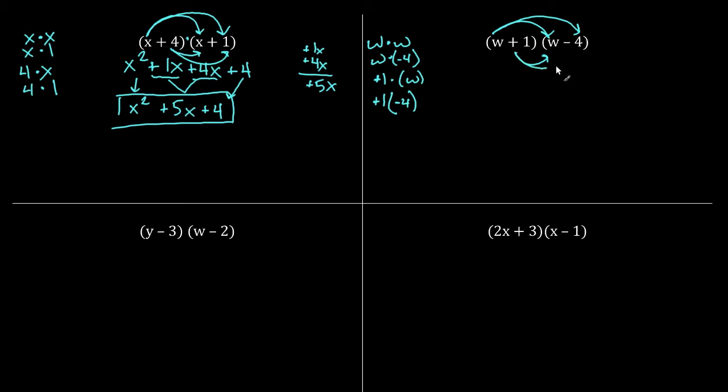Okay, so w times w is w squared. W times minus 4 is, so positive times negative is a negative. W times 4 is 4w. A positive times a positive is a positive. 1 times w is 1w. A positive times a negative is a negative, so we're going to put minus. 1 times 4 is 4.